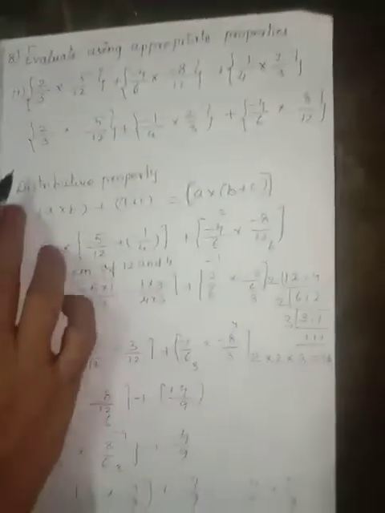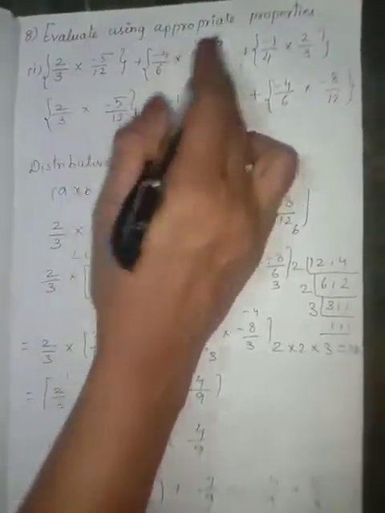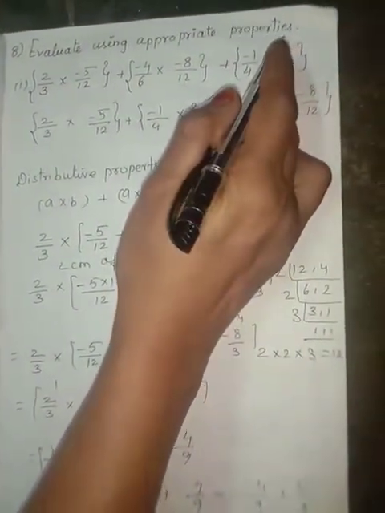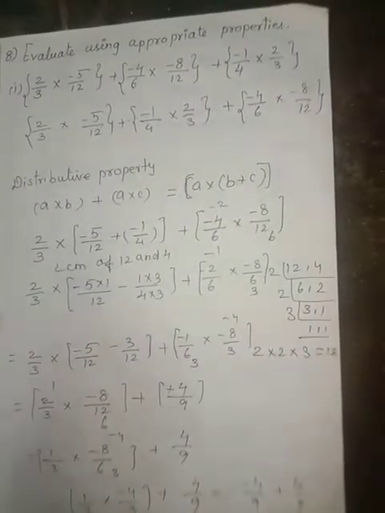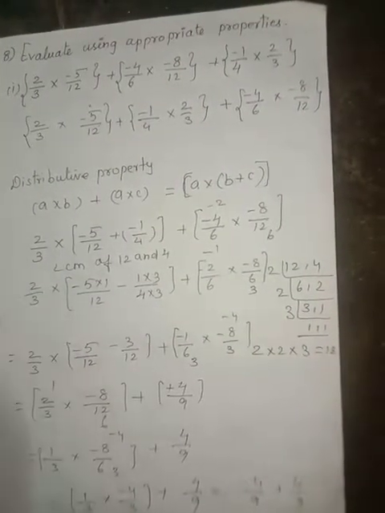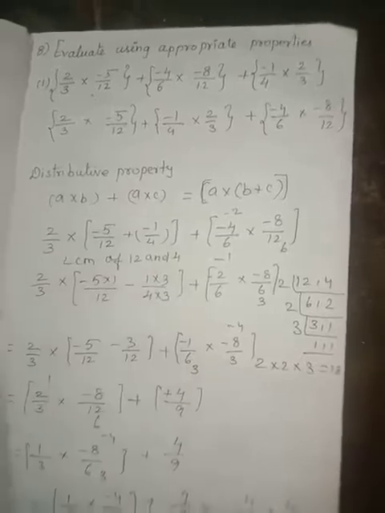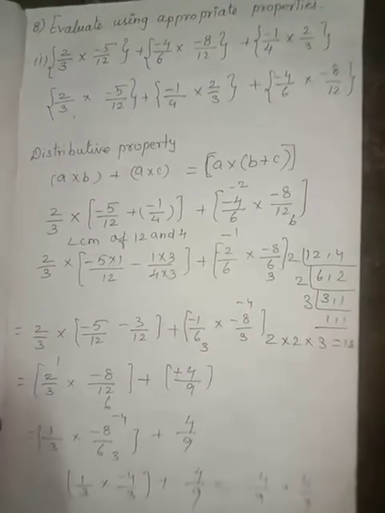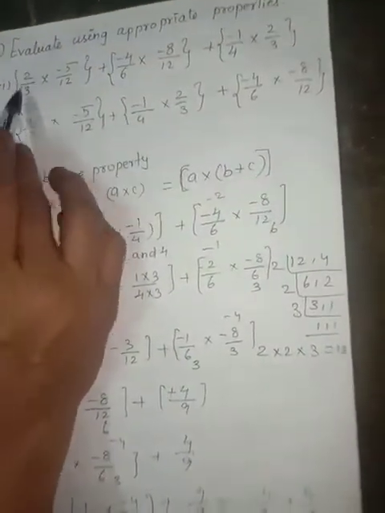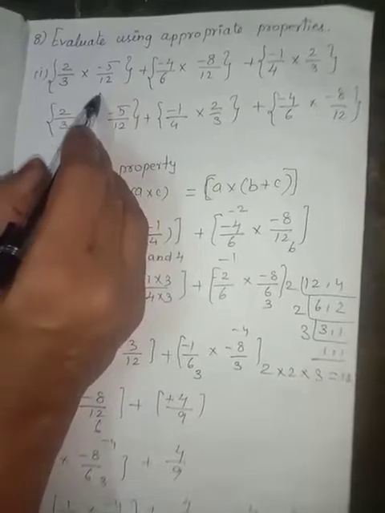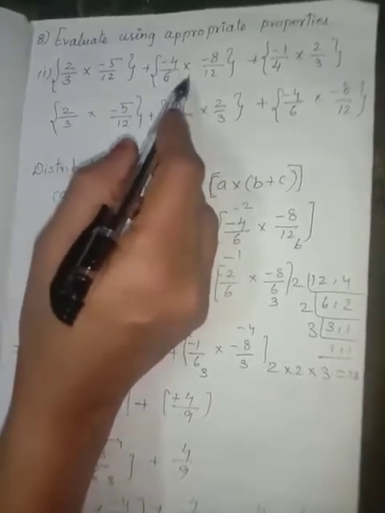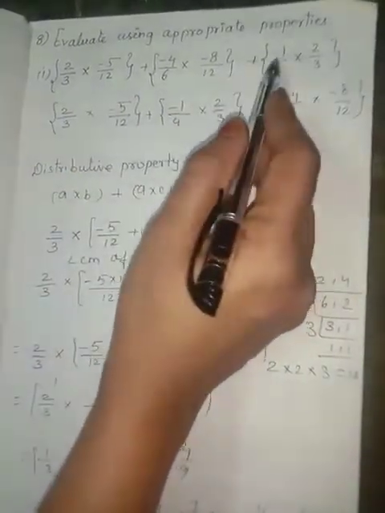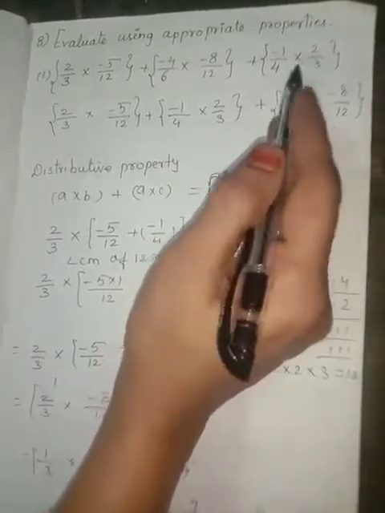Coming to the 8th one, evaluate using the appropriate properties. We have studied closure property, commutative property, associative property and distributive property. Here we use any one property which is suitable for this sum. Read the sum: 2 by 3 into minus 5 by 12 plus minus 4 by 6 into minus 8 by 12 plus minus 1 by 4 into 2 by 3.